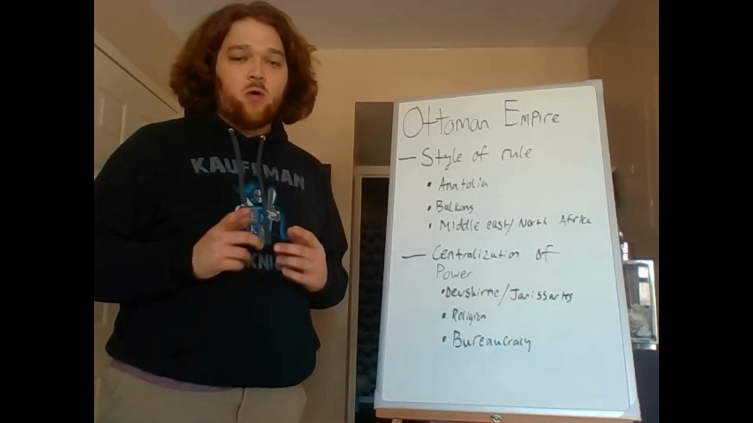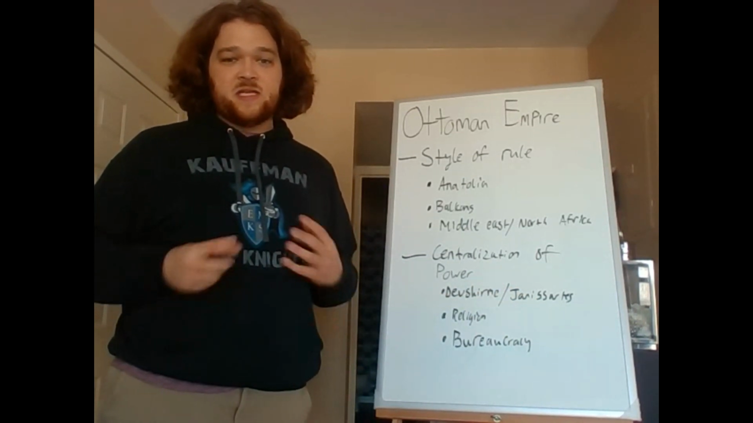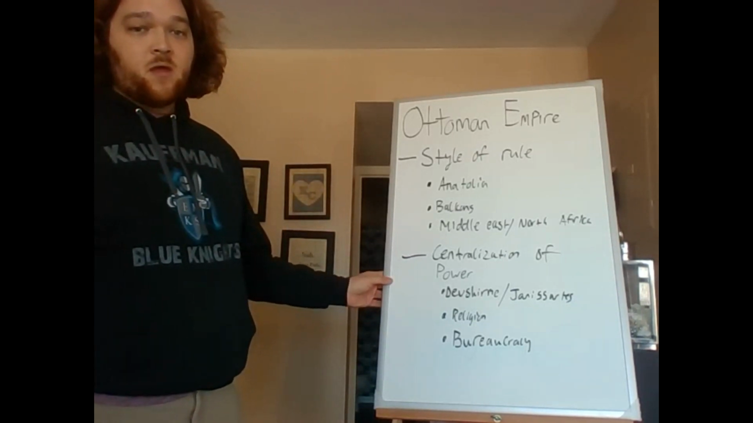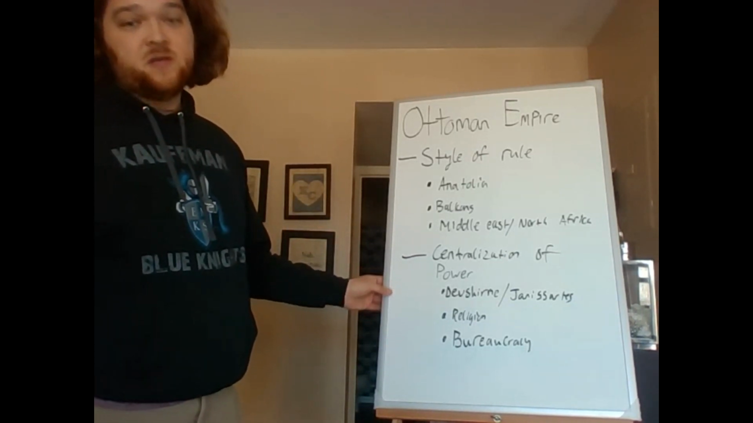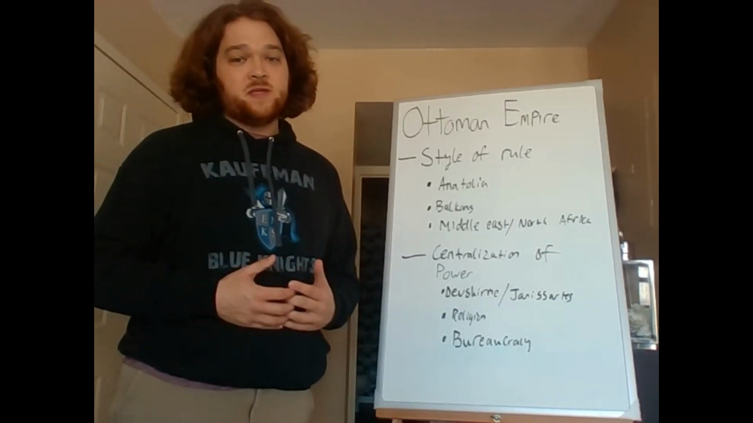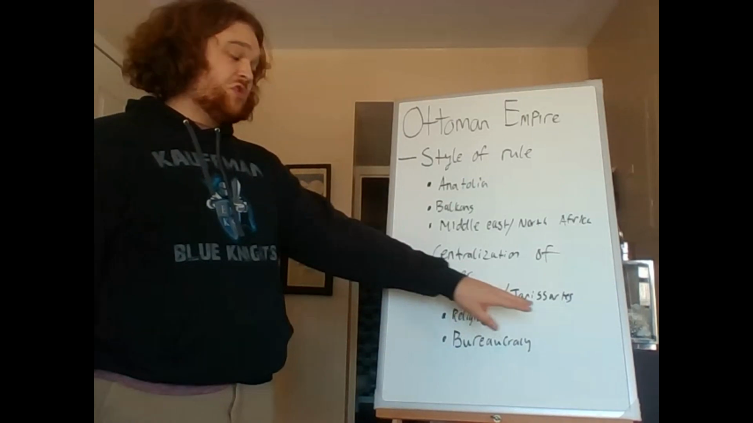So remember, the one major way that Gunpowder Empires centralized was through control of the military by the ruler. This is a great example. The leader of the Ottoman Empire, the Sultan, created his own personal army, one of the most well-trained and most powerful armies in the world at the time. These were called the Janissaries.